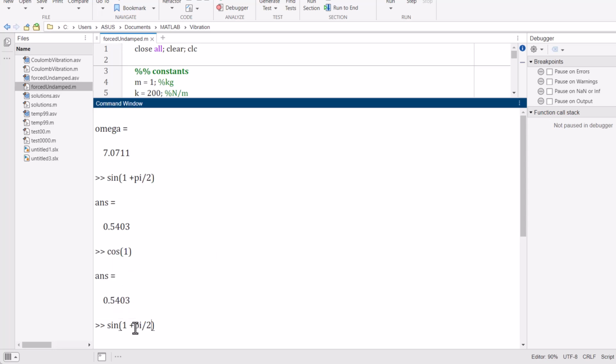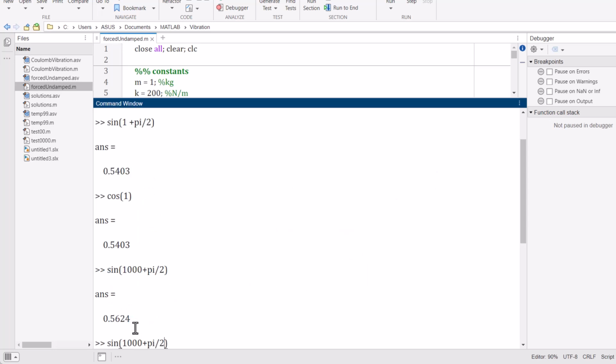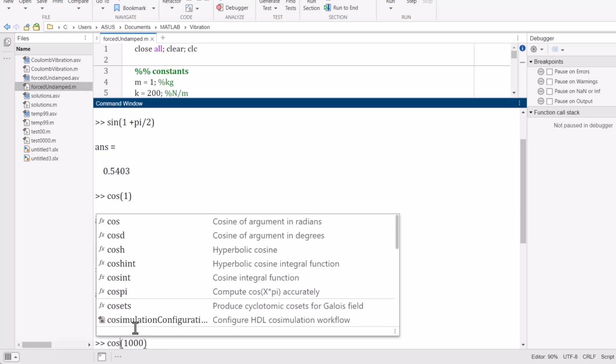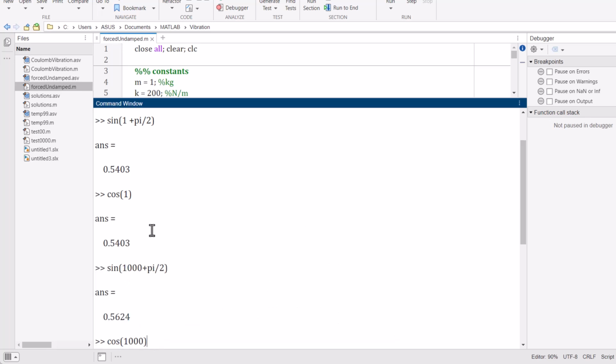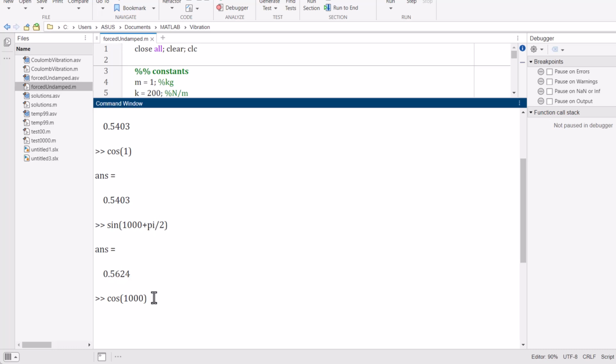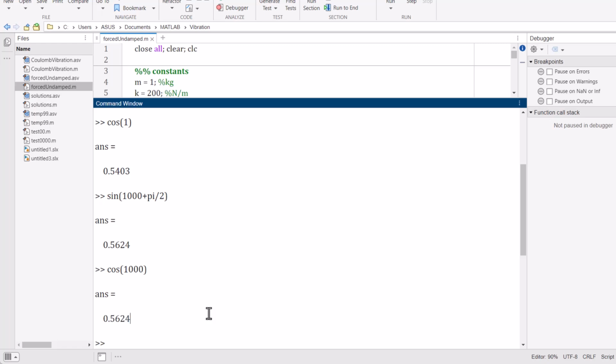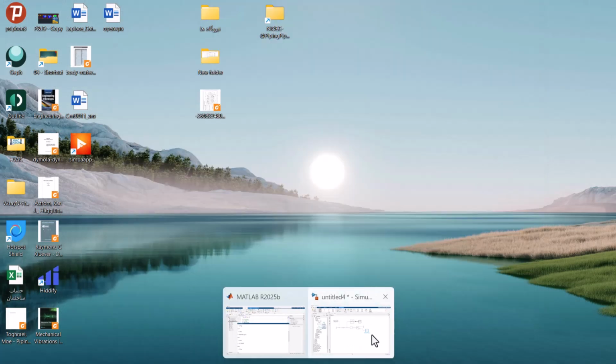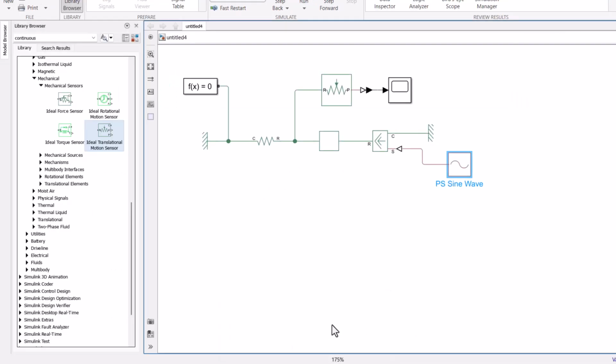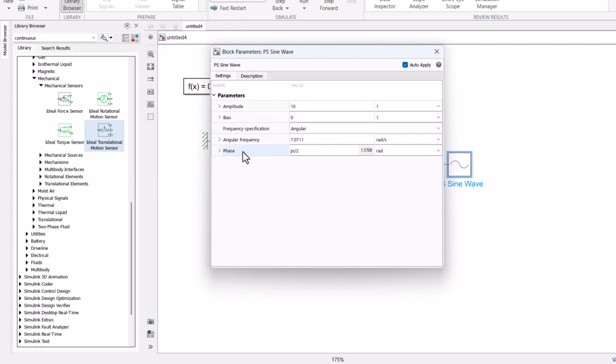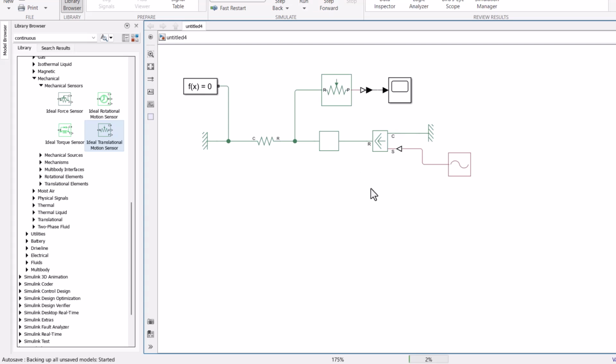I give you another example. So sine of 1000 plus pi over 2 is 0.56. And cosine of 1000 is going to be exactly the same number. So in order to convert a sine wave into a cosine wave, you just add a phase equal to pi over 2. Now I run the model.